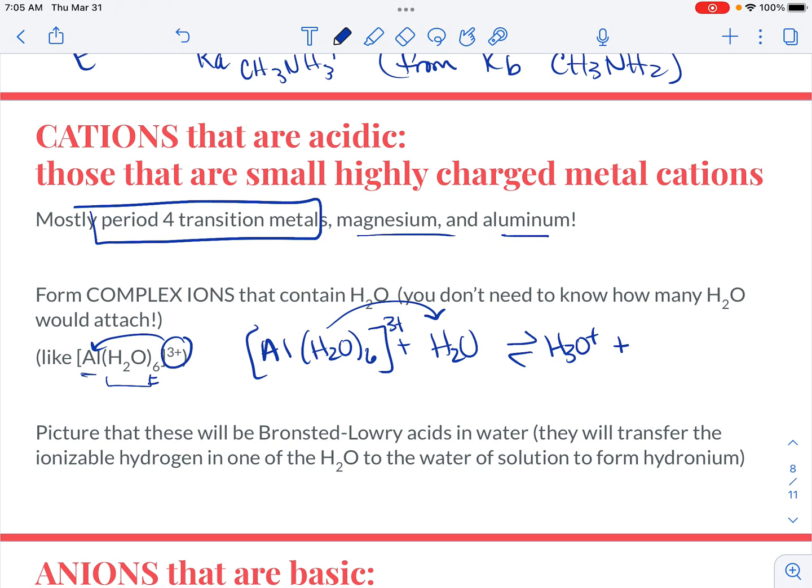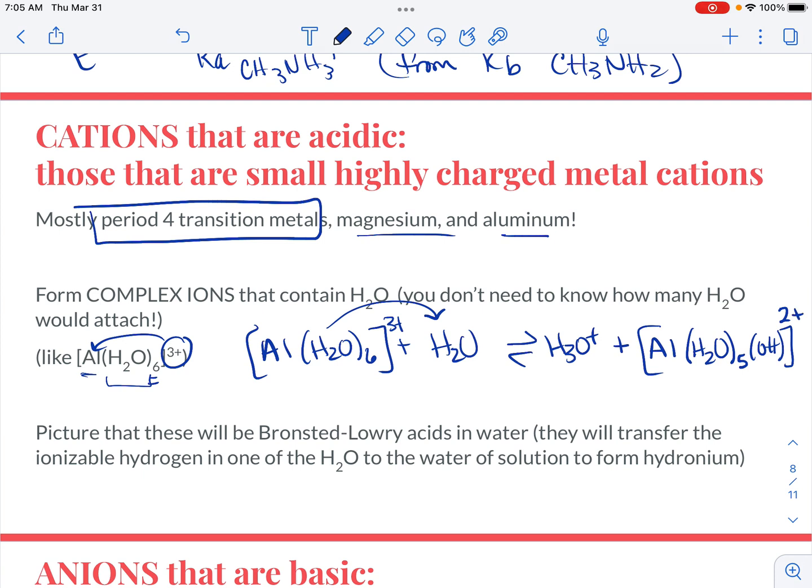And that leaves behind this really complicated aluminum with now 5 waters, because we got rid of one, and an OH, because we got rid of a hydrogen. Okay, so one of the 6 waters turned into hydrogen and hydroxide. The hydrogen transferred to the water to make hydronium, and the hydroxide ion is left behind. And now, because it's missing a positive charge, it now has a total charge of 2+.